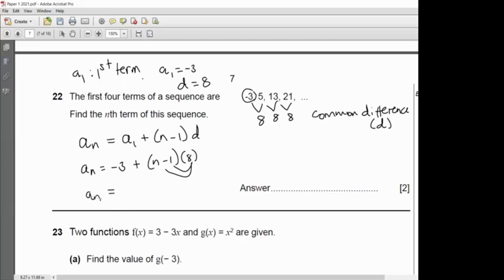So we have an is negative 3, 8 times n is 8n, and then 8 times negative 1 is negative 8. Then negative 3 and negative 8, you can combine them. So negative 3 minus 8, that's negative 11, plus 8n.